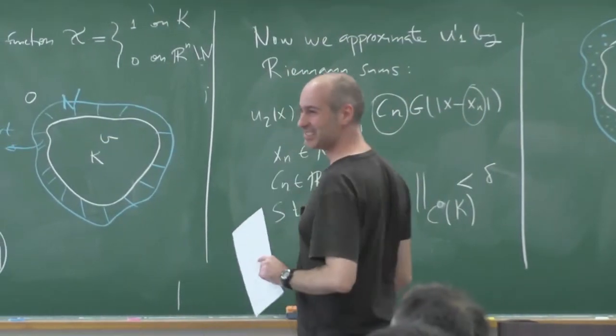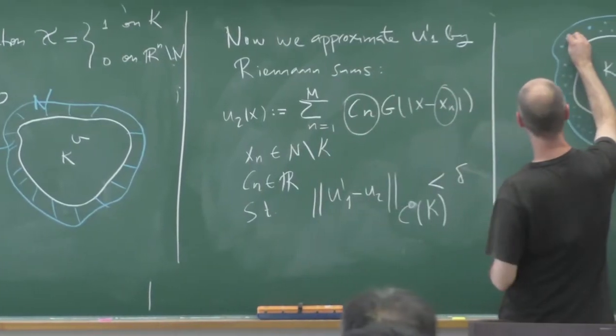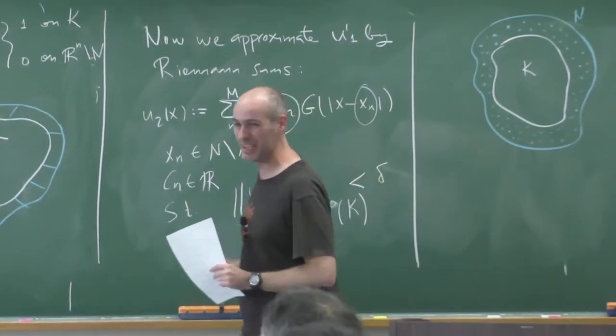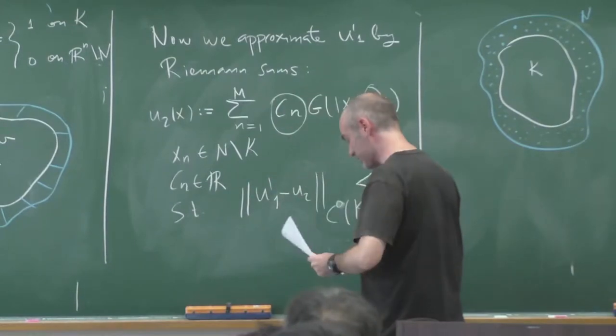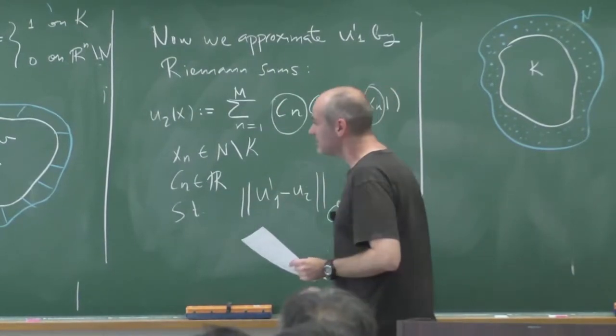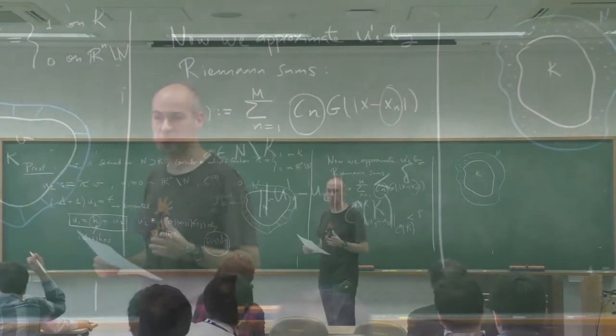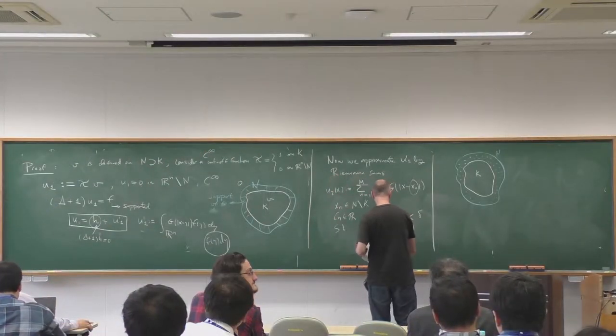So let's draw a bit more. Okay. So we have this approximation. Okay. So have we gained something? Okay. Now we have a function U2.